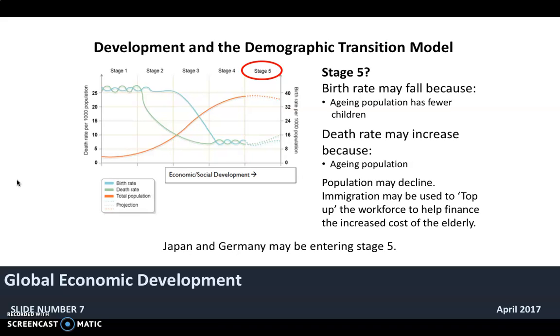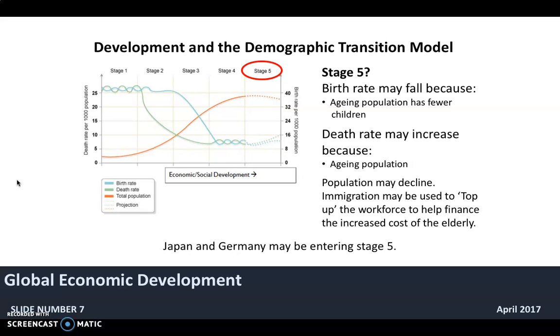Stage 5 is a stage where countries are transitioning into now, and these are probably the most developed countries in the world. So Japan and Germany would be a good example of this. And what you've got here is actually a population which is aging, and you can see there that death rate starts to actually creep up a little bit. So you've got a population that's aging, and people are having less and less children, so maybe average family size is around 1, so people are having 1 child. And what you'll find is that means that population actually starts to decrease slightly.